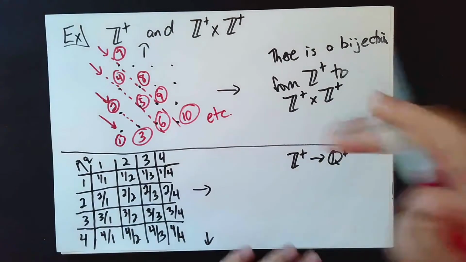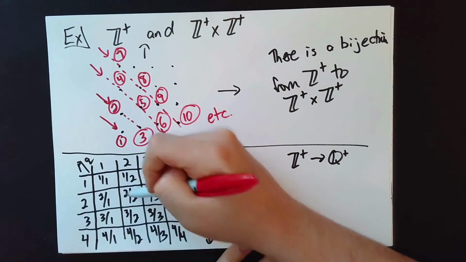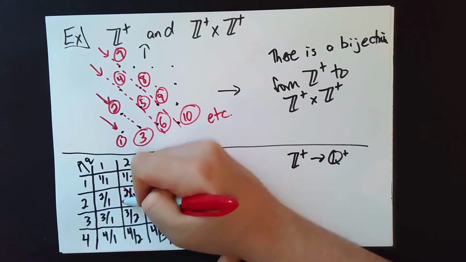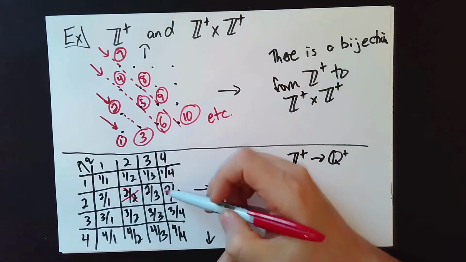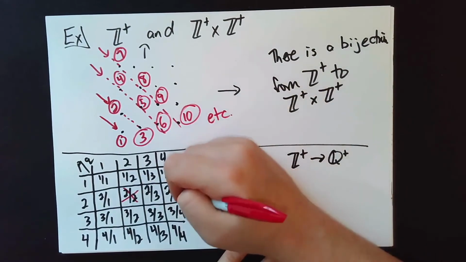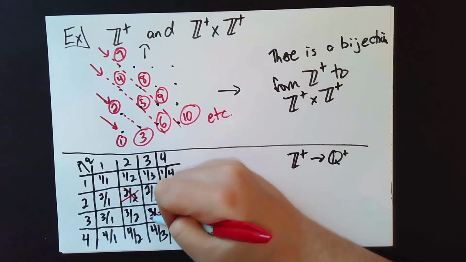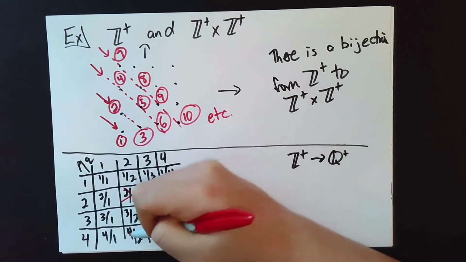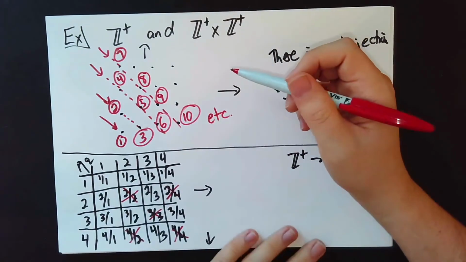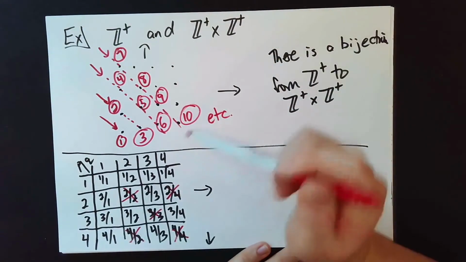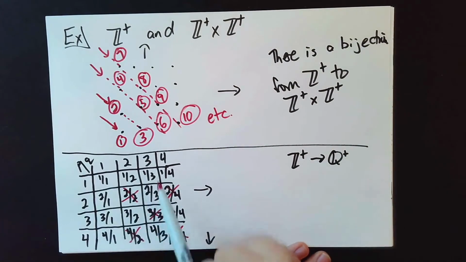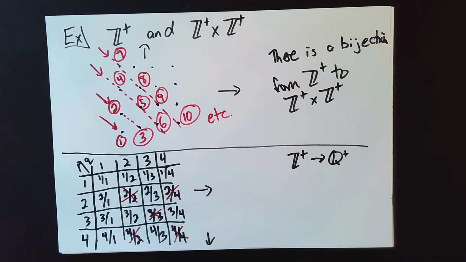Because, for example, this 2 over 2 is the same as 1 over 1. This 2 over 4 is the same as 1 over 2. So what I'm going to do is cross out all the fractions that are not in lowest terms, which is going to make it so that every rational number shows up in this table exactly once.